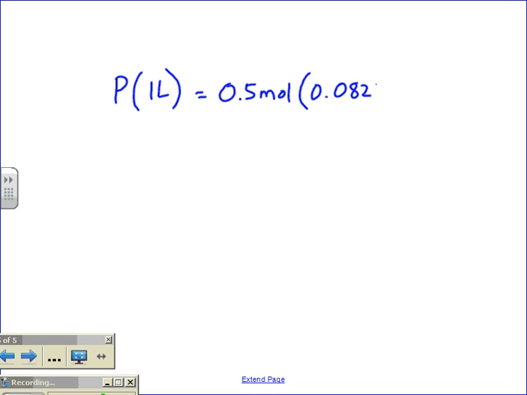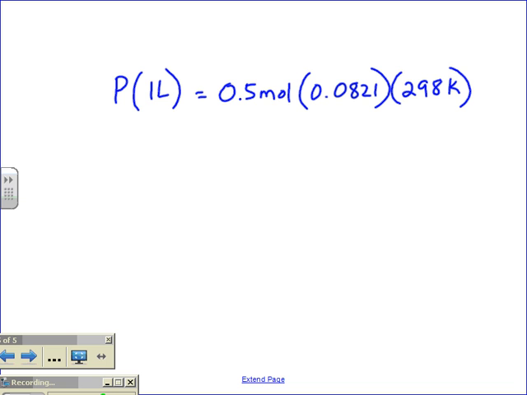Okay, so first, using the ideal gas law, given the data that they just gave us, we can see that we're solving for pressure because it says calculate the pressure exerted by 0.5 moles of chlorine in a 1 liter container at 25 degrees Celsius. So pressure is our variable, 1 liter is our volume, 0.5 is our number of moles, our R value is 0.0821, and our temperature is 298 Kelvin.